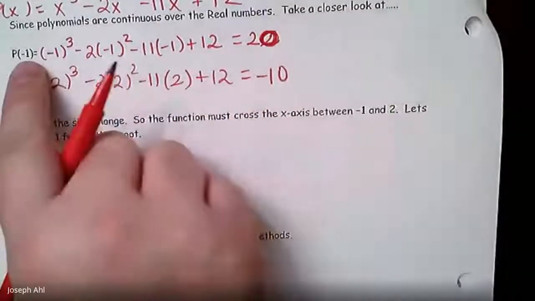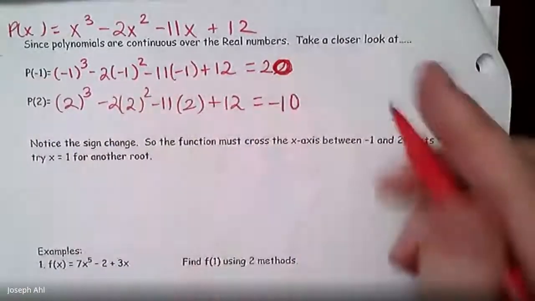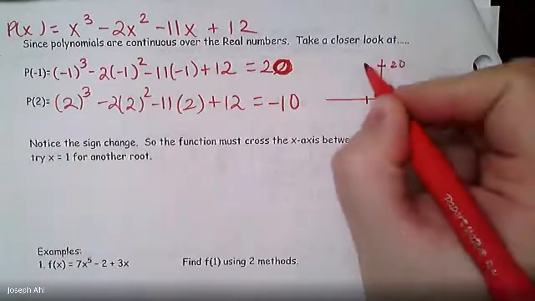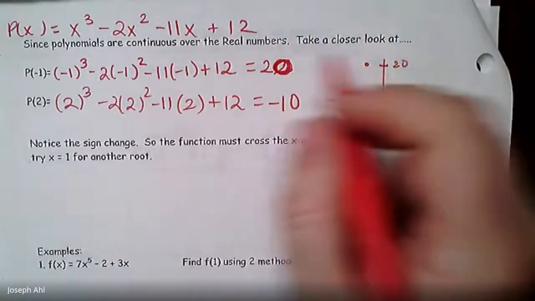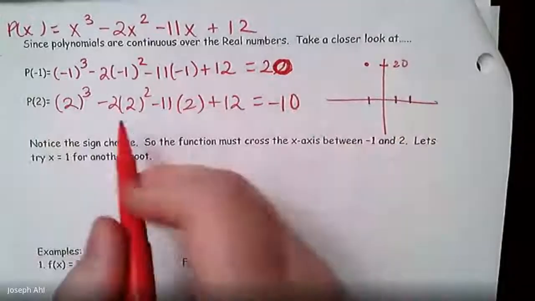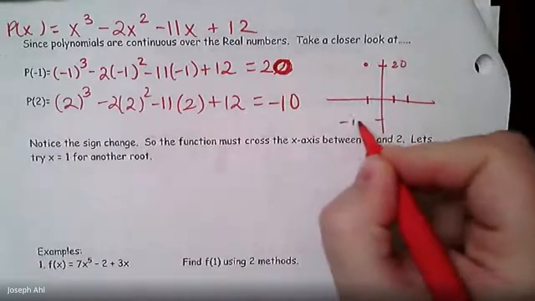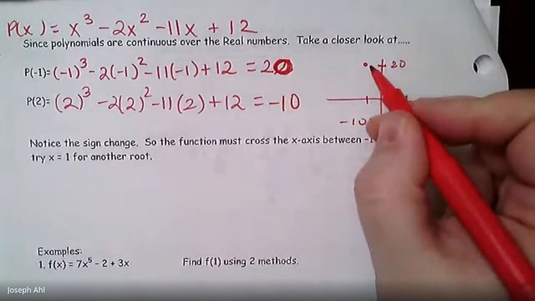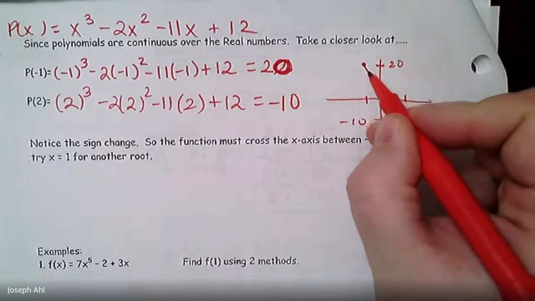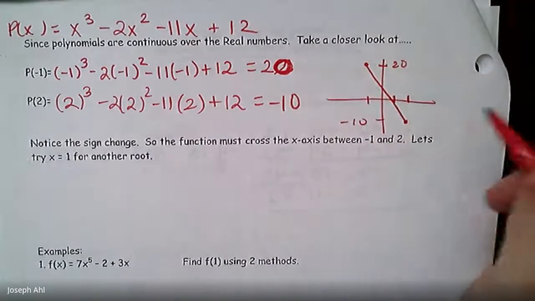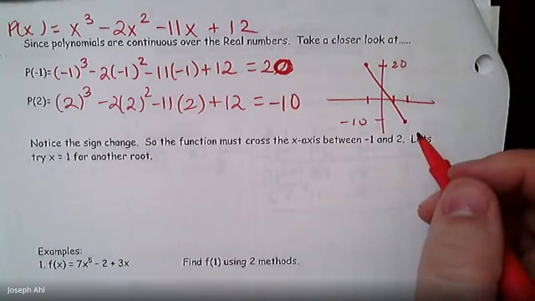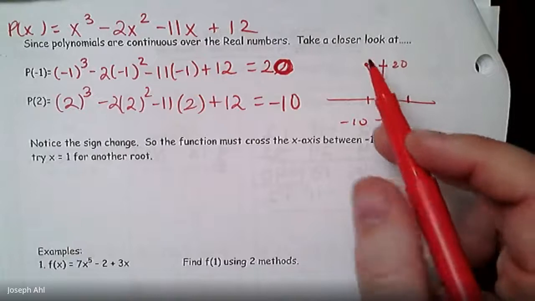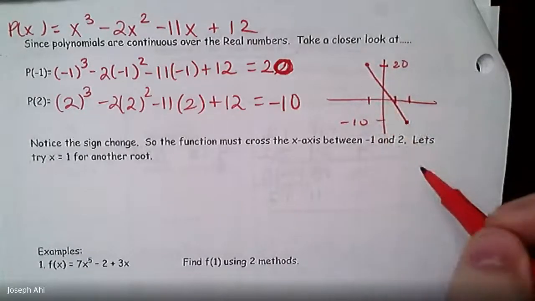So here's what I want you to think about. When you input a value of x of -1 and the output is 20, that's a point on the graph. That's an xy coordinate point. -1, comma 20, is this point right up here. When I plug in x equals 2 and the output is -10, that's another point on the graph. In order to get from the point -1, 20 to the point 2, -10, don't we have to cross the x-axis? Hence, there will be a root somewhere in between.